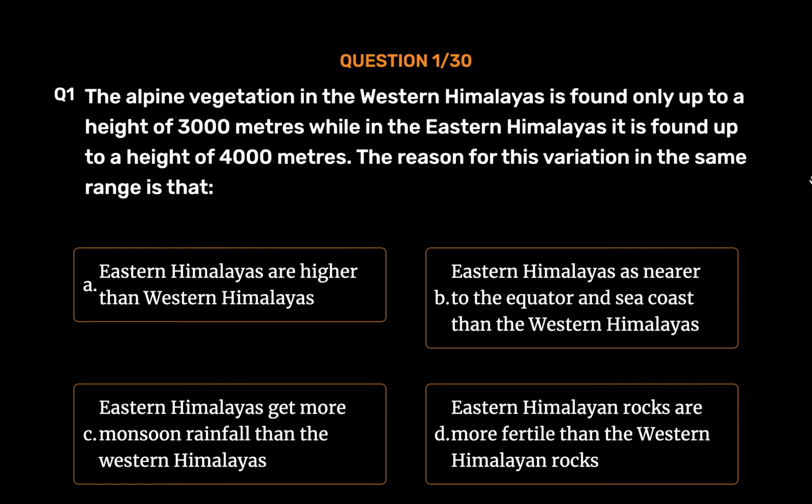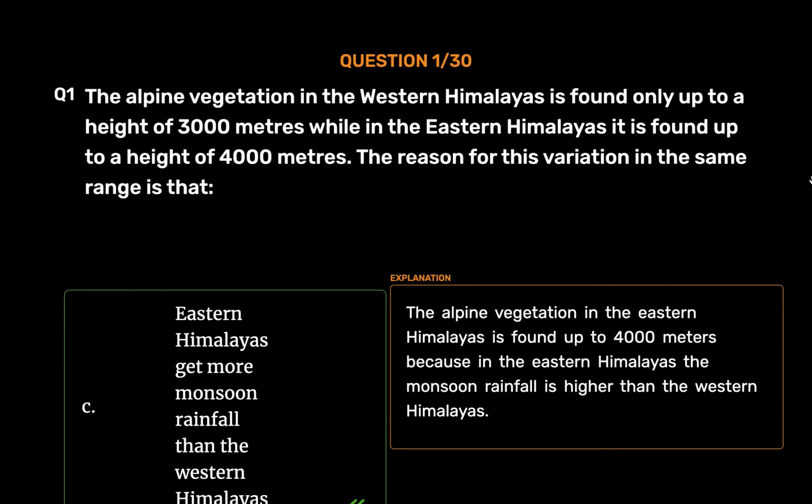The correct answer is Option C. Eastern Himalayas get more monsoon rainfall than the Western Himalayas. The alpine vegetation in the Eastern Himalayas is found up to 4,000 meters because in the Eastern Himalayas the monsoon rainfall is higher than the Western Himalayas.